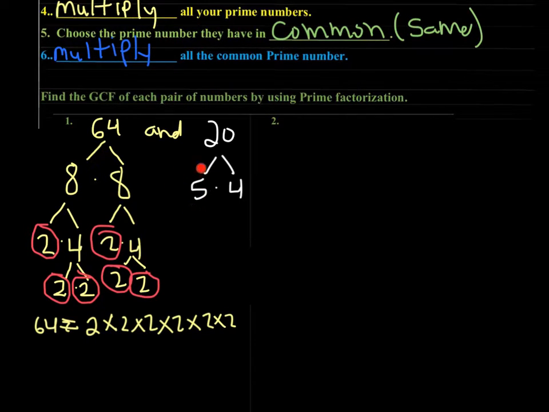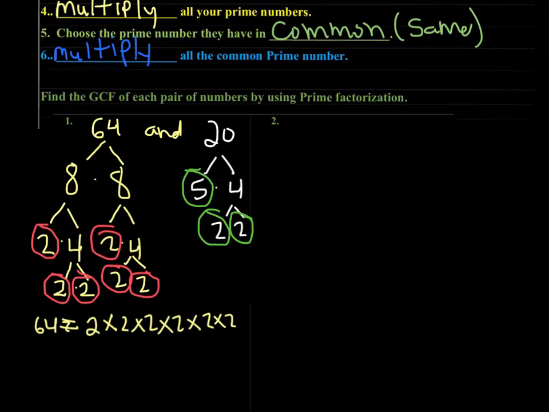We don't have to go any further with the 5. But the 4 is not a prime number because 1 can divide into 4, 2 can divide into 4, and itself can divide into 4. But we get back to 2s, and we know that's prime because of the previous one: only 1 and itself can divide 2. Alright, let's continue on. Step number 3, let's circle all the prime numbers. So 5 is a prime number, 2 is a prime number, 2 is also a prime number.